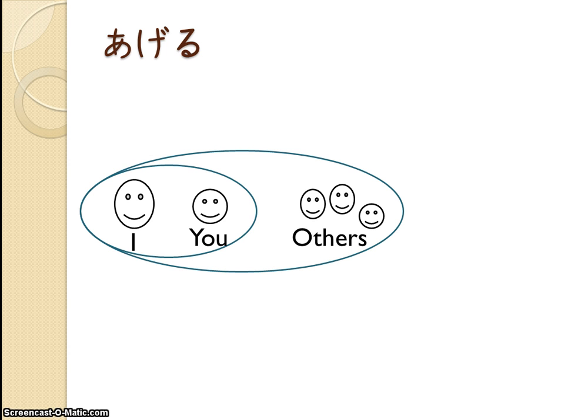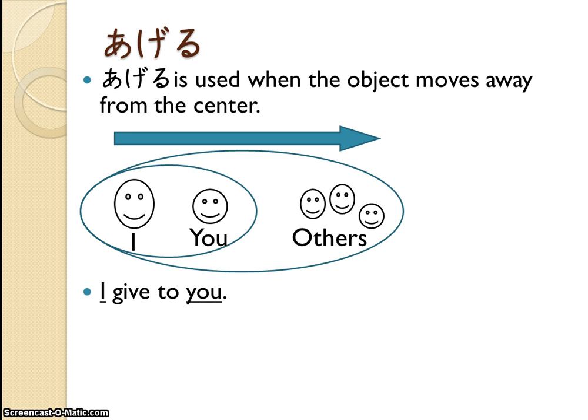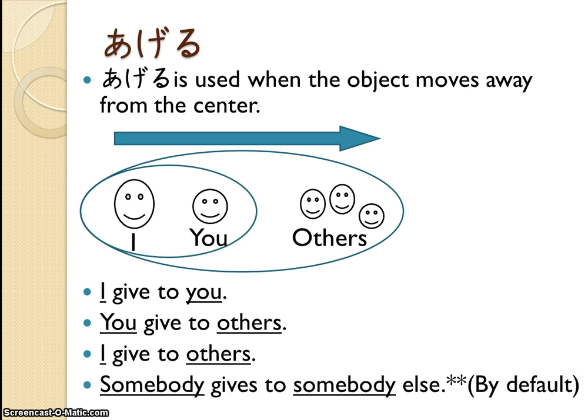Okay, here's a beautiful chart. There is another one in the textbook on page 56 as well, but I like this one because it's a little bit easier to see. Ageru is used when the object moves away from the center, so it's going from I to you, I to others, or you to others. So I give to you, you give to others, or I give to others. When somebody else is giving to somebody else, you use ageru as well. You want to pretend that you're giving. So the movement is outside.